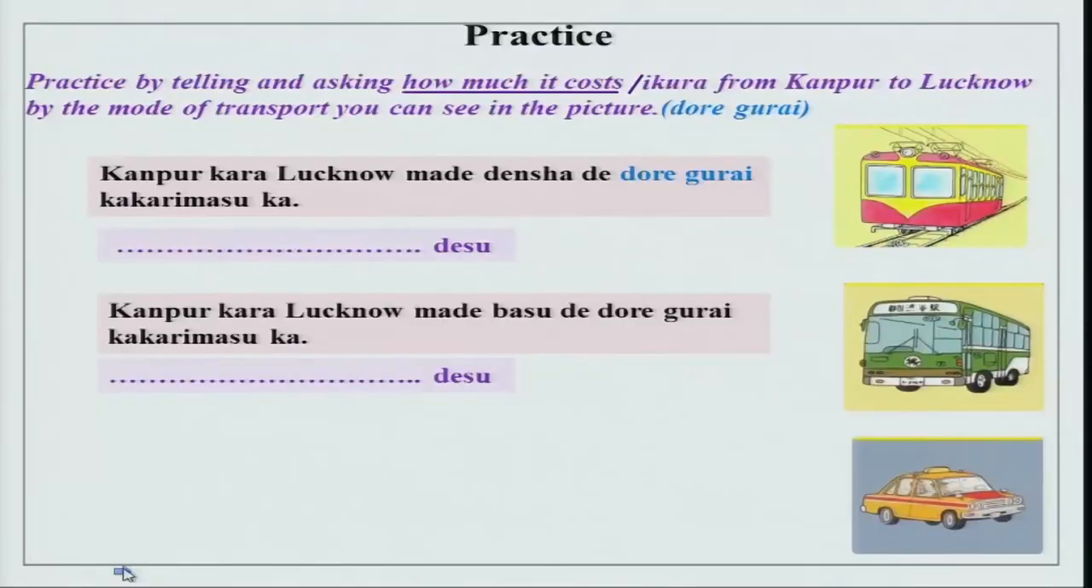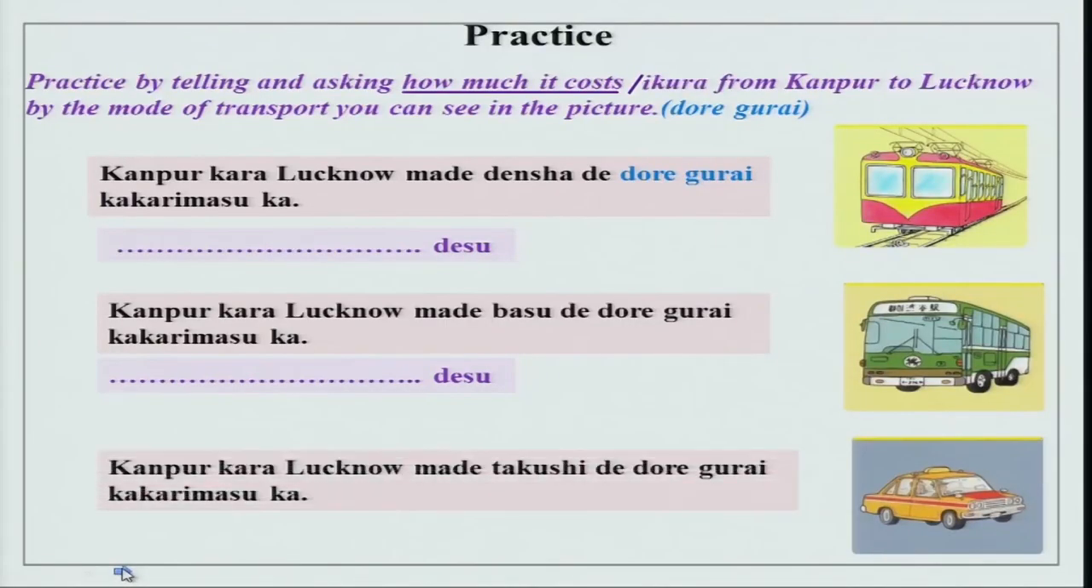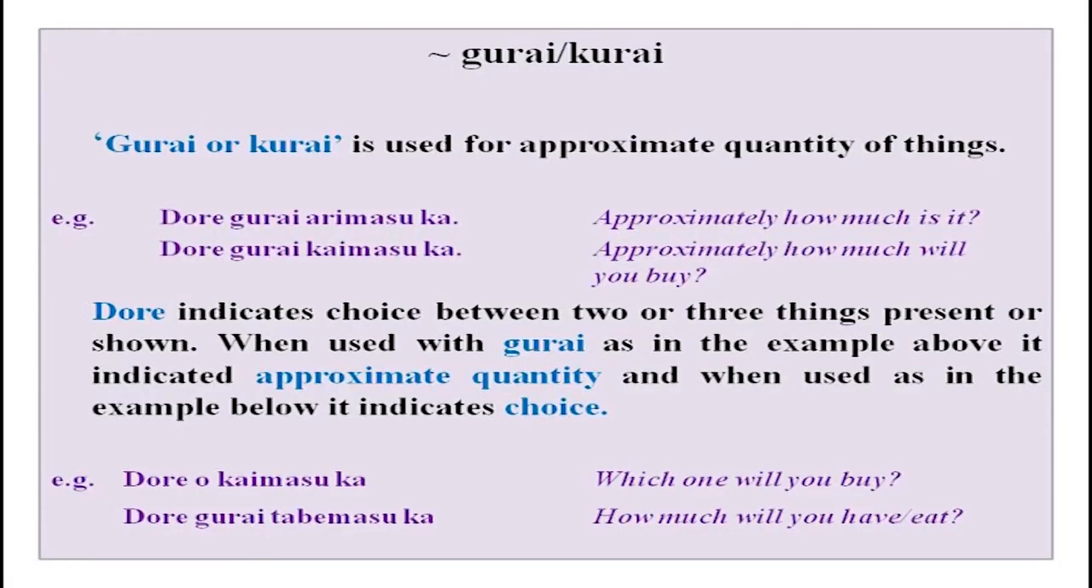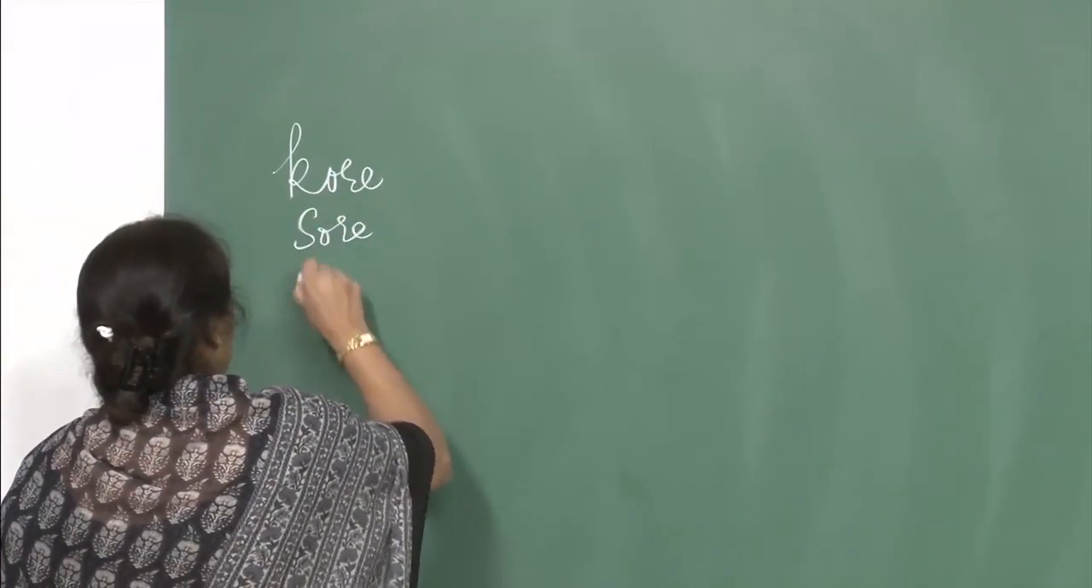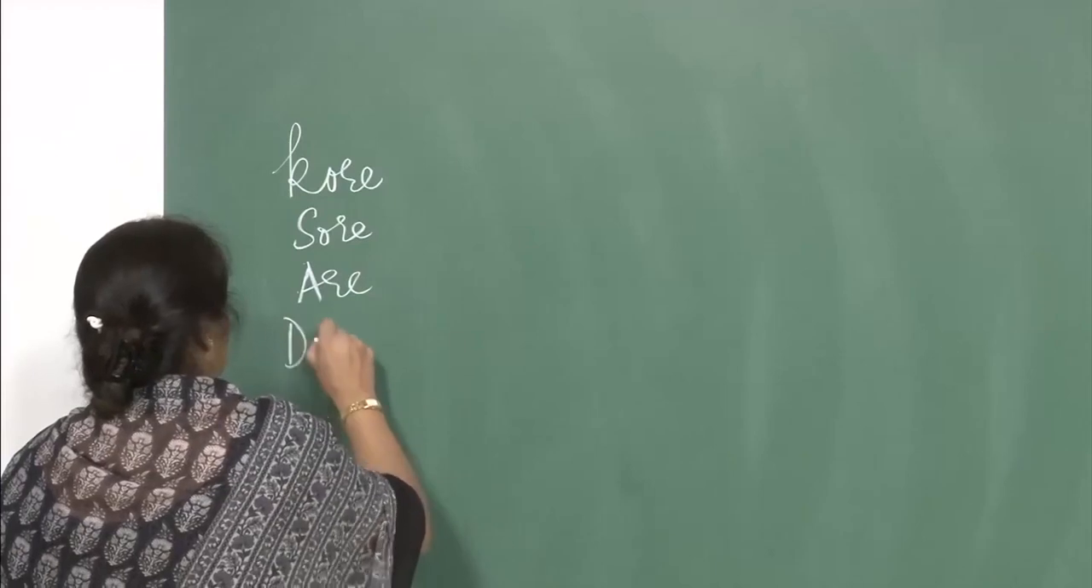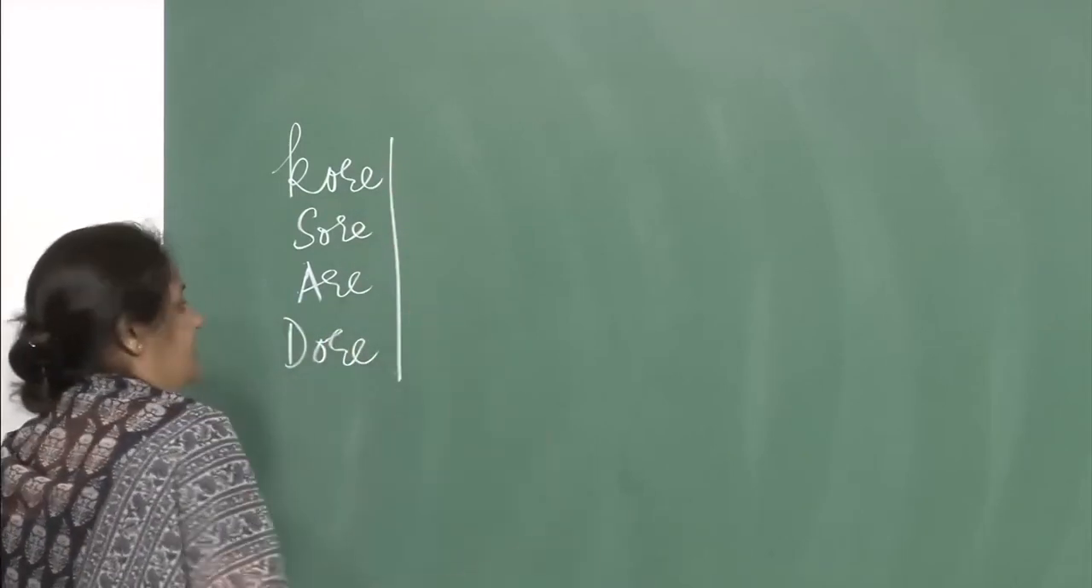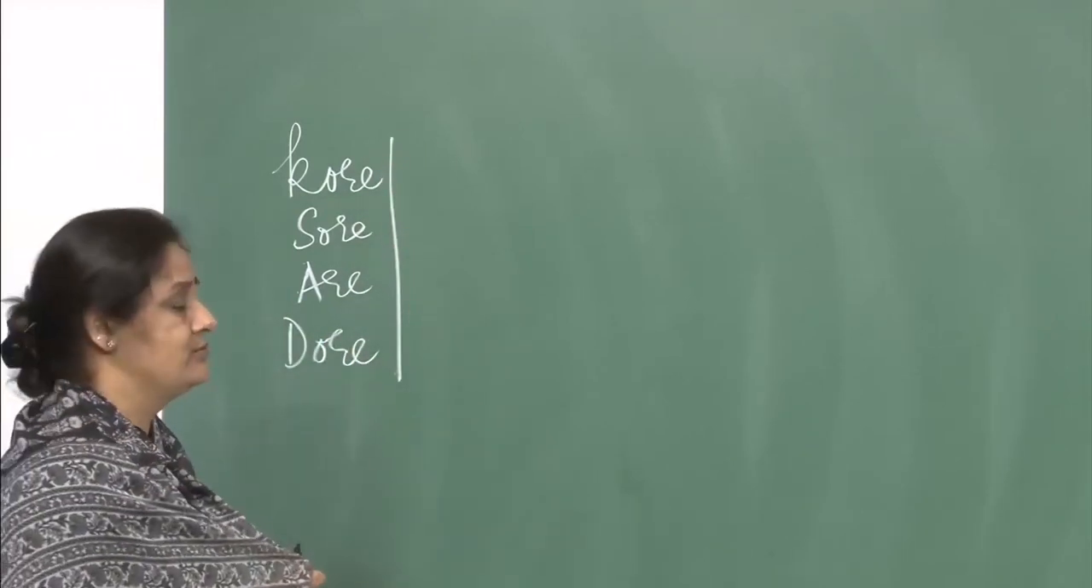And in a similar manner, you have taxi over here, and again the same thing, only the mode of transport changes, and if you know the fare, well, you can put it. You have done kore, sore, are and dore in the beginning. Kore, sore, are and dore. These are demonstrative pronouns.